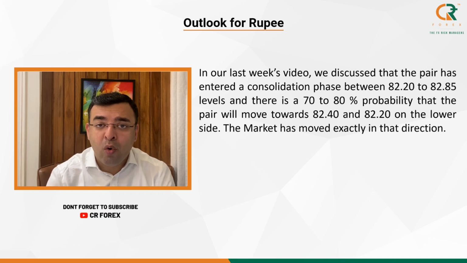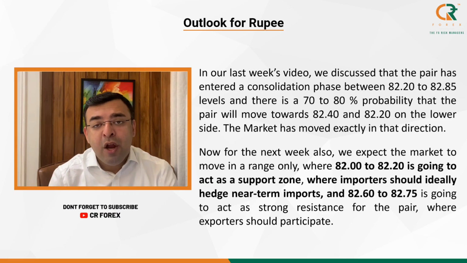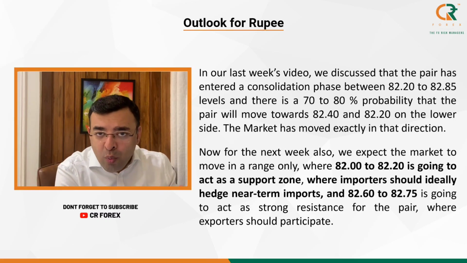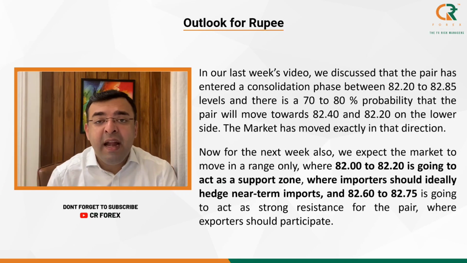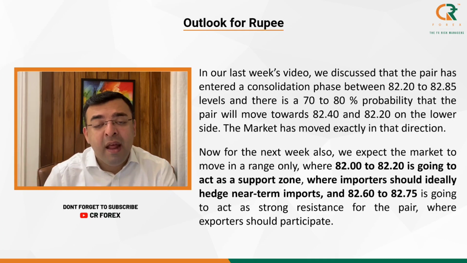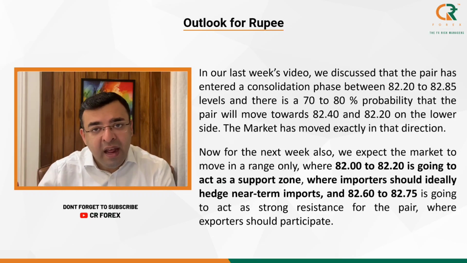Now let us see what is the outlook for the coming week. For the next week, we expect the pair to remain in a consolidation phase between 82.20 on the lower side. If that level comes, then ideally importers should buy, and on the higher side 82.60 to 82.75 will act as strong resistance for the pair. If that level comes, exporters should participate to increase their hedge ratio.